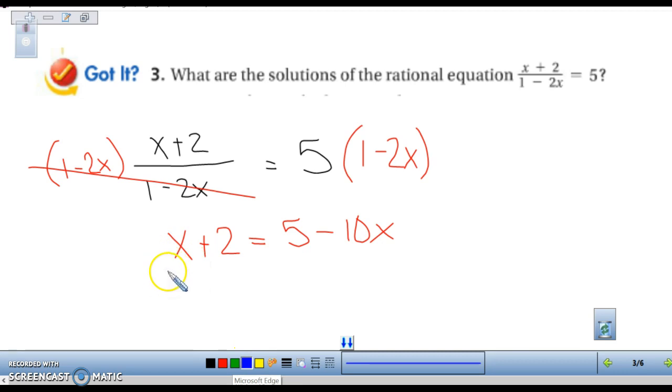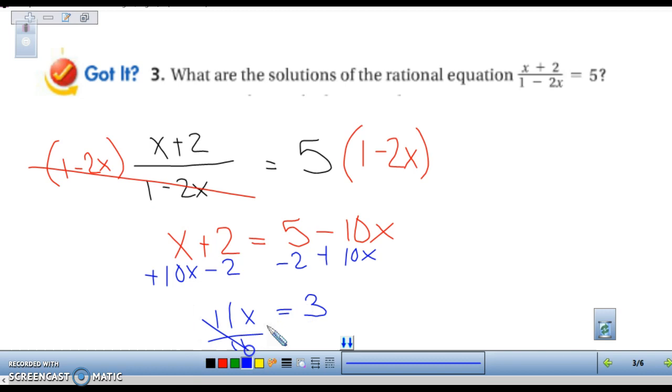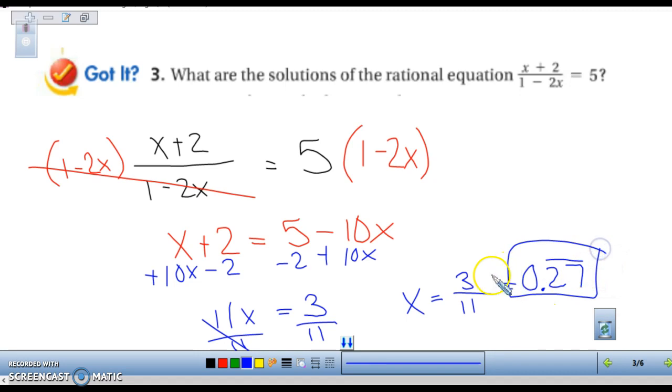Let's see, let's add the 10x across just so that we have a positive x. So that's 11x, and then subtract the 2 equals 3. Divide by 11, divide by 11. x equals 3 over 11, which as a decimal is 0.27 repeating. And that's your answer. And that's the end of 8.6 notes.